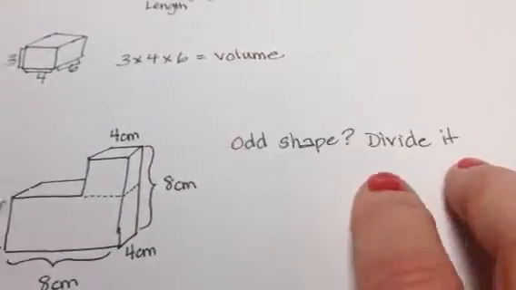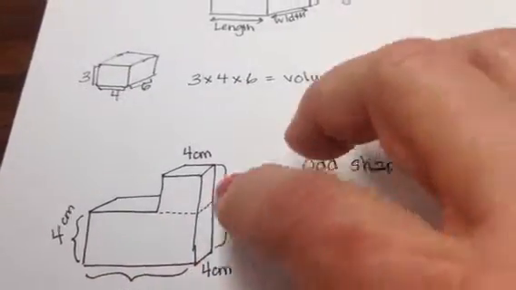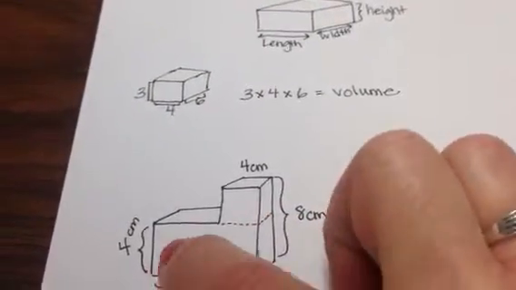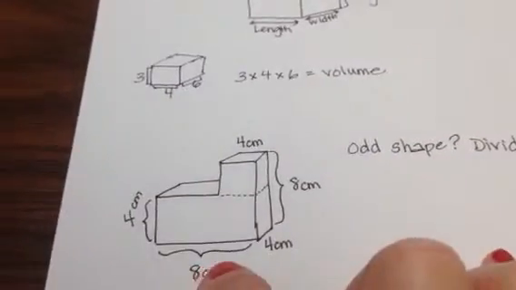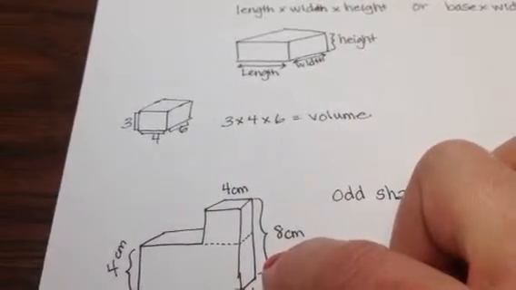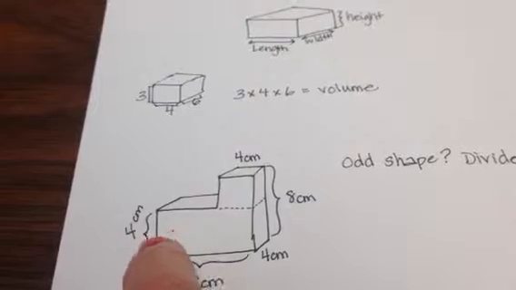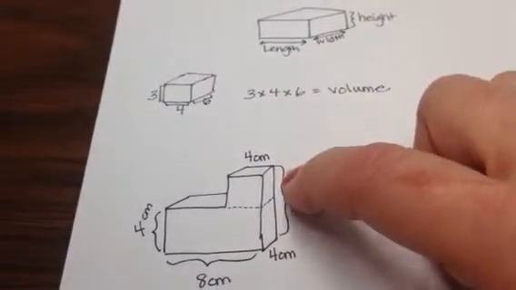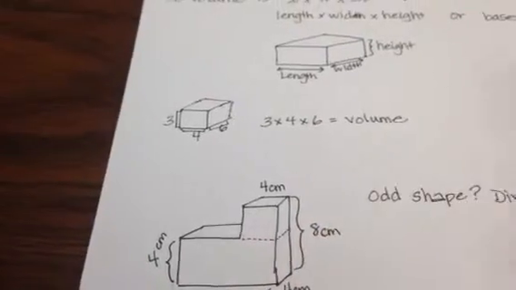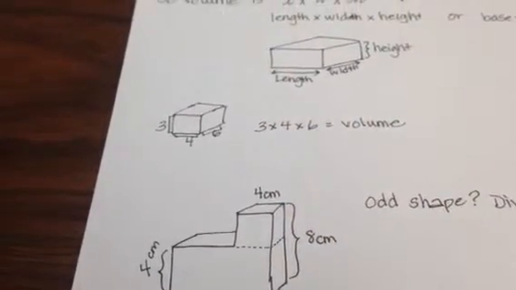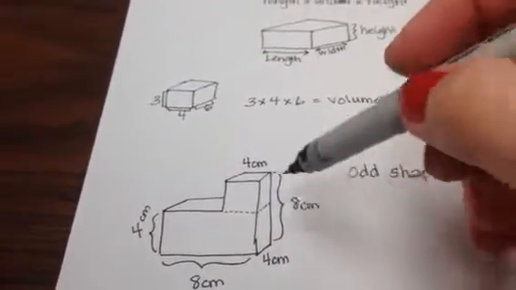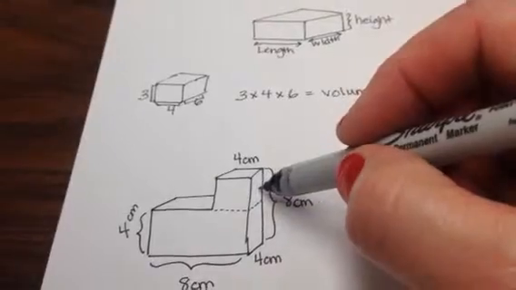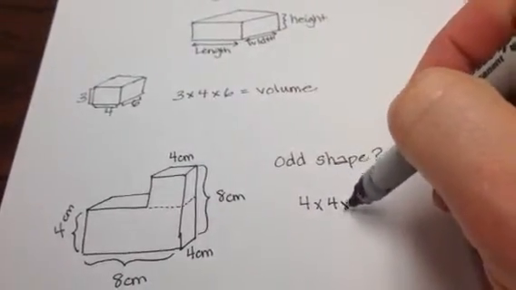All right, now, what if we have this weird, odd shape? We're just going to divide it, just like we did when it was two-dimensional and we had to find area. Same thing, we're just going to divide it. This time I know that the height is 4, the length is 8, and the depth or width is 4. If I cut it in half, I'm going to have 2 4-centimeter sections, right? So this little cube that I dotted off would be 4 times 4 times 4.